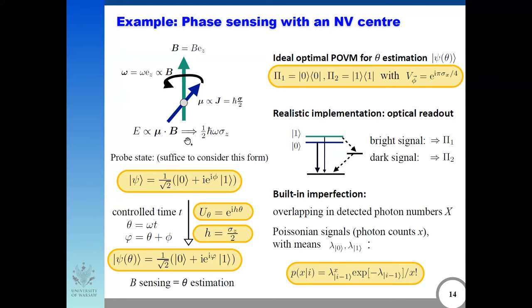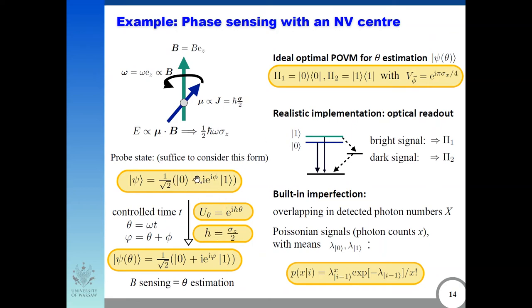And of course, importantly, the strength of the magnetic field, and then the time that you allow it to rotate as well. So in other words, there's a one-to-one correspondence between the theta and the strength of the magnetic field. And therefore, in this case, sensing the B is as good as sensing the theta. So this is an example of a very simple quantum sensor protocol.